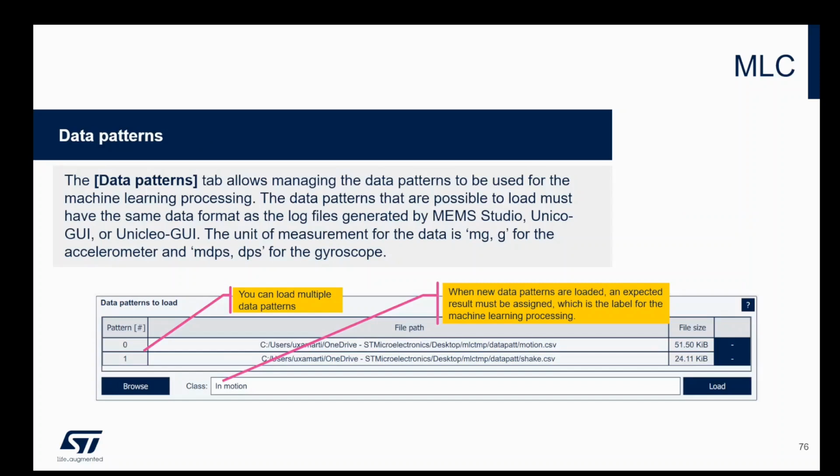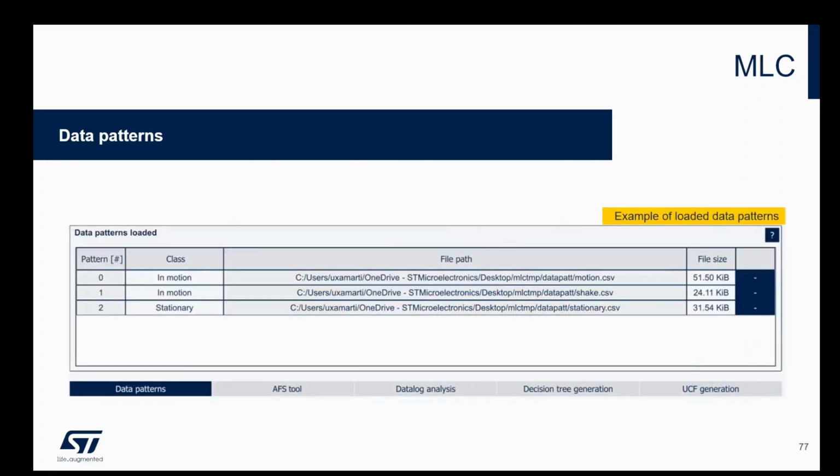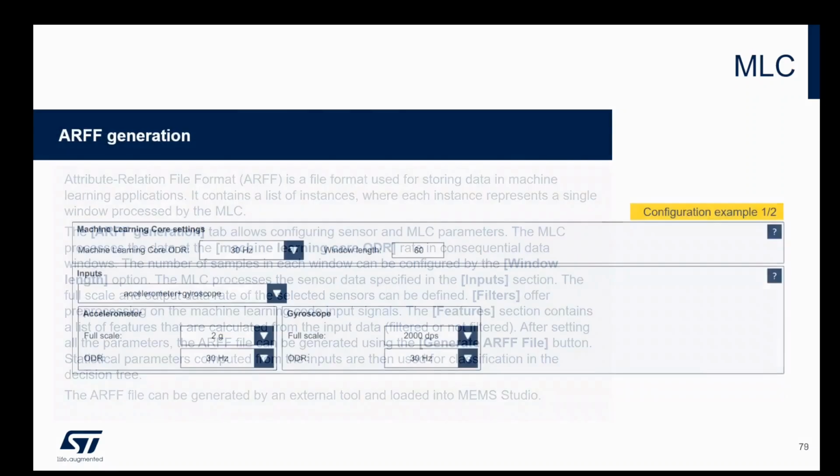So data patterns, here is what it looks like. On the data patterns page, in this case, there are 2 patterns that are loaded, for motion and shake, just an example. And you can call it in motion class. So you load all kinds of files here. I have loaded these 3 files here, in motion and stationary files. It shows you the size of the file as well. As you can imagine, in the data patterns tab, this is where you will see all your data that you have loaded. Next is your ARFF generation.